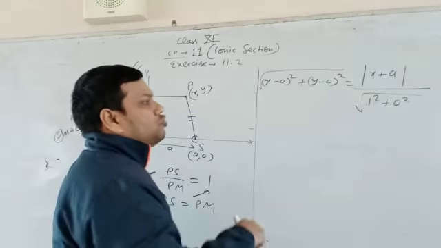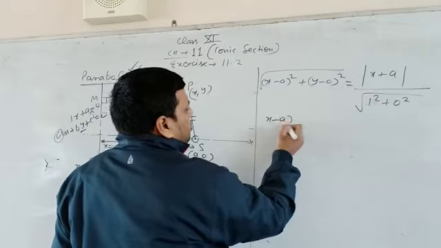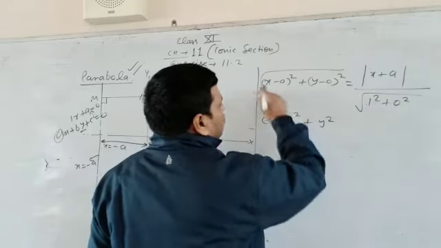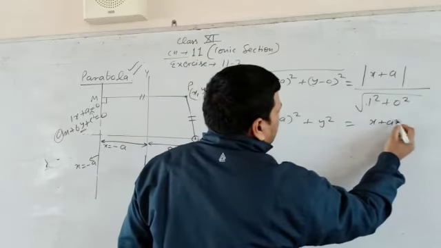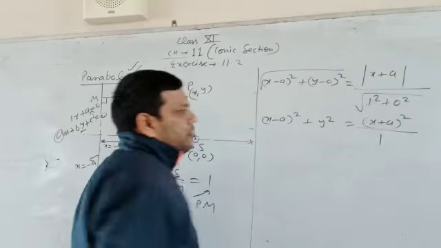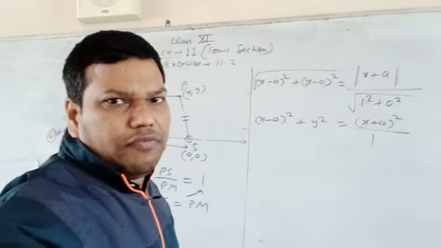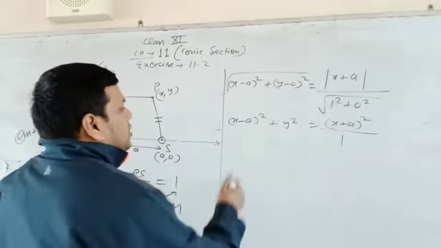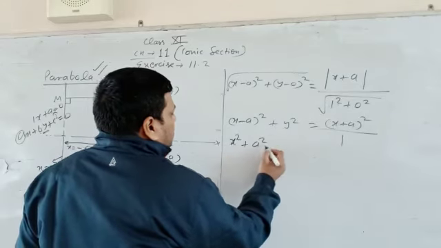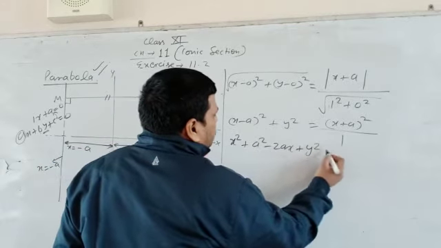You have to square on both sides so that you remove the square root. Here you get (x plus a) whole square, and then 1, because the square root of 1 is always 1. Now you can solve it: x square plus a square minus 2ax plus y square.